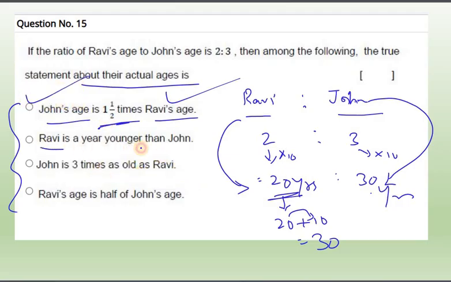If you see the second one, Ravi is younger than John. No, Ravi is 20 and John is 30, how is he younger? No. John is 3 times as old as Ravi. No. 3 times, no. This is 20, this is 30. If it is 60, then 3 times. No, that is also wrong. Ravi's age is half of John's age. No, that is also wrong. So like this, if the ratios are given, just multiply with some number. Many methods are there. I am showing you whatever is possible.